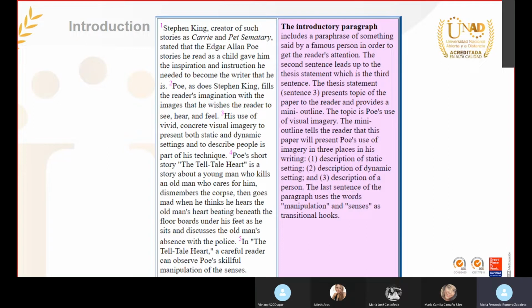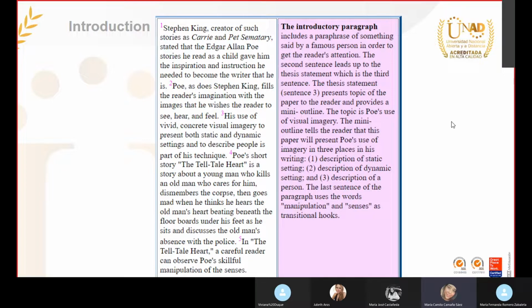But okay, in the introduction we have this example here. Who wants to help me reading it? Teacher, I start with the Stephen King, or the introductory paragraph. The one that is between the white square. Okay, just this part.